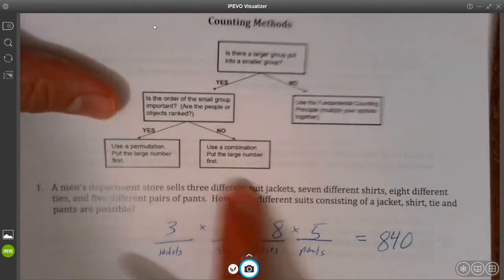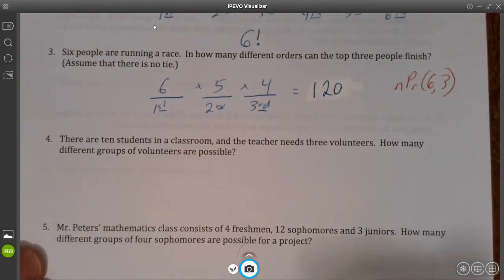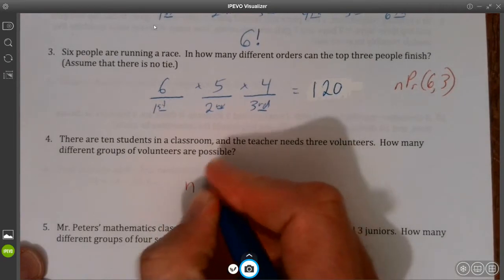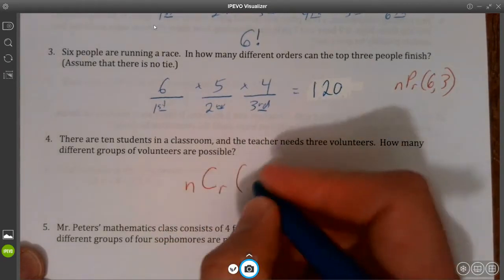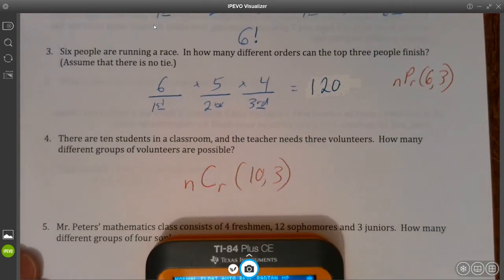We're going to put the large number first. So I don't have a whole bunch of writing on this one. I'm just going to write it the way I would type it in my computer or calculator. nCr for combination, 10 students. I need 3. Let's go to Desmos. Here it goes.